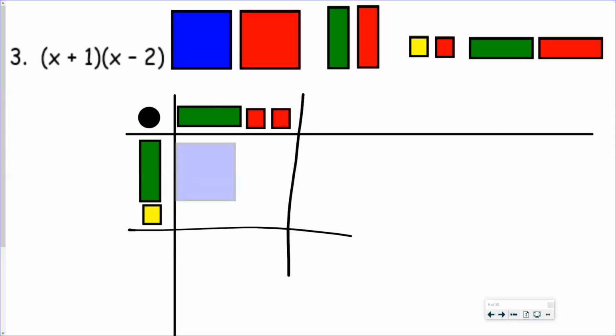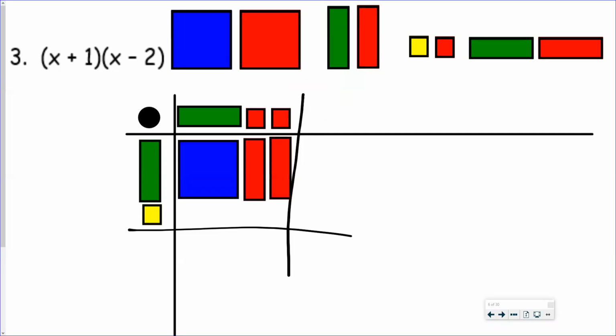So x squared is the same length and width as x times x. Negative x is the same as negative 1 times positive x. And then I'll need a second one there. At the bottom, I'll need a positive x. At the bottom, I'll need a negative 1 and a negative 1.